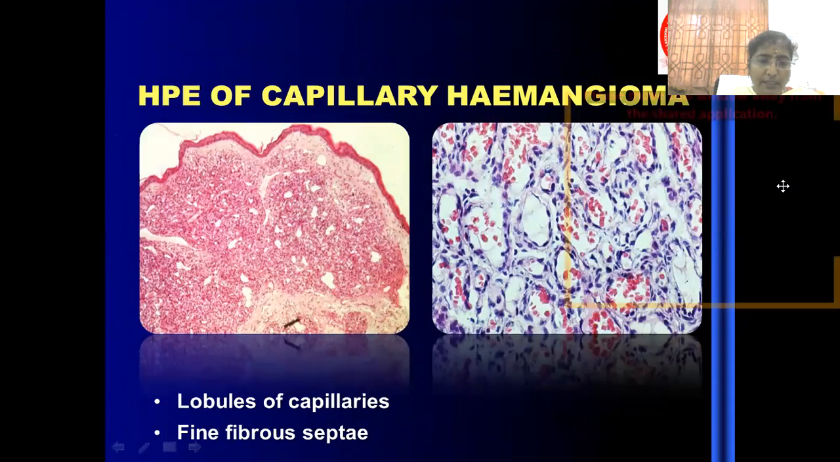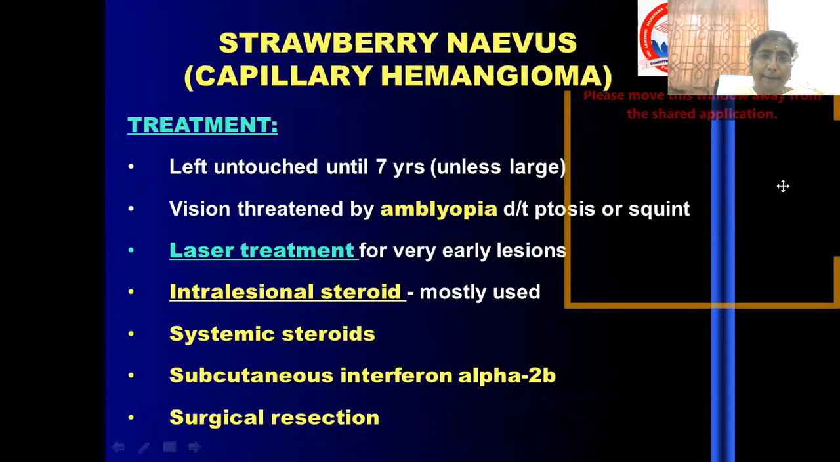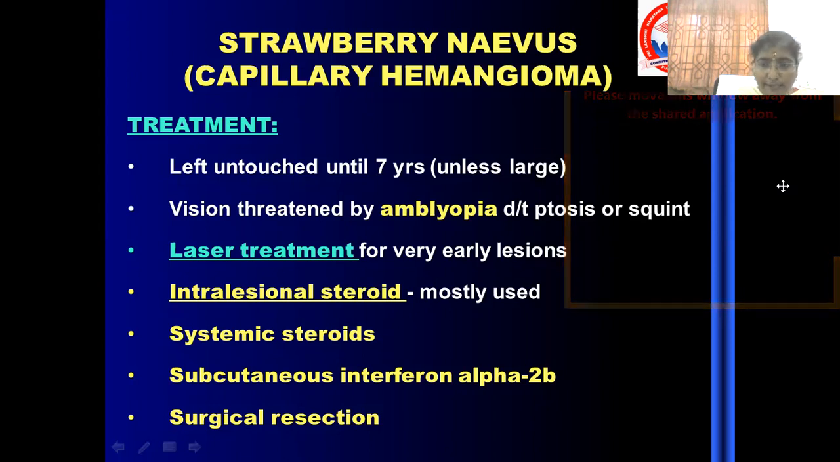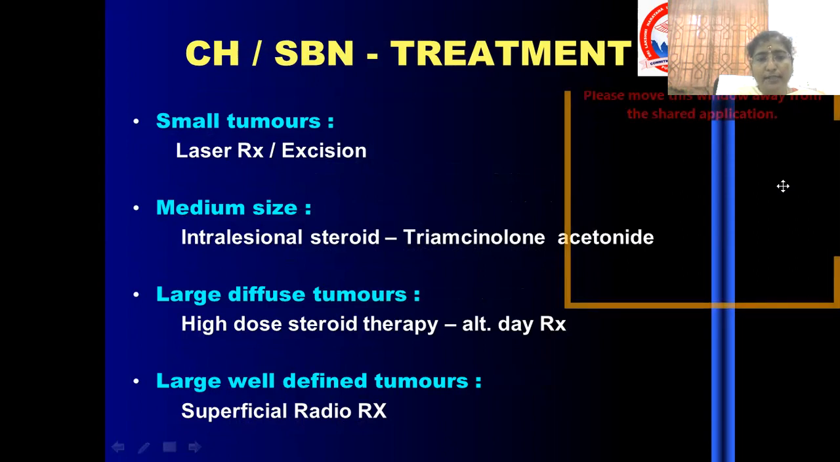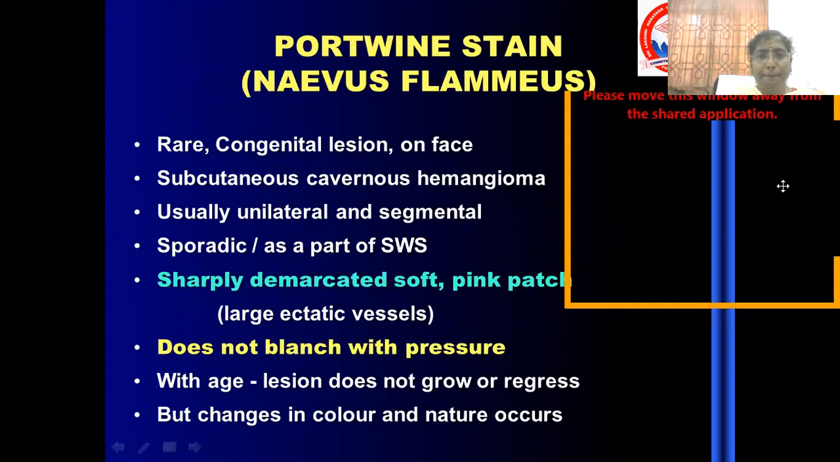HPE of capillary hemangioma shows lobules of capillaries and fine fibrous septae. And this strawberry nevus, in treatment it can be left untouched until 7 years unless it is very large and vision is threatened by amblyopia due to ptosis or squint. Laser treatment for very early lesions, and mostly used are intralesional steroids, systemic steroids, subcutaneous interferon alpha 2b, and surgical resection. If it is small tumors, go for lasers, medium-sized intralesional steroid, and large diffuse tumors with high-dose steroid therapy. Large, well-defined tumors can go for superficial radiotherapy.